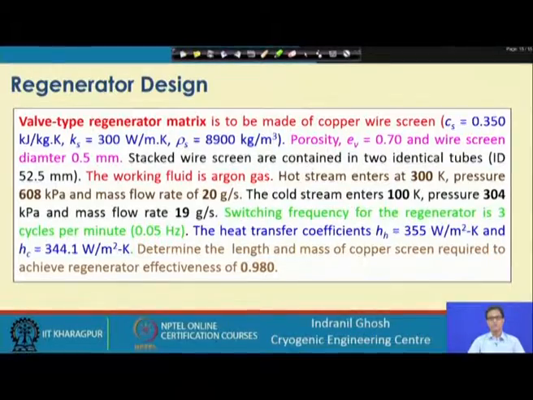We have to find out the equivalent diameter. I remember we talked about its expression in the previous class, and if not, we will discuss that part today. The stacked wire screens are contained in two identical tubes, whose ID is 52.5 millimeter, and the working gas is argon.